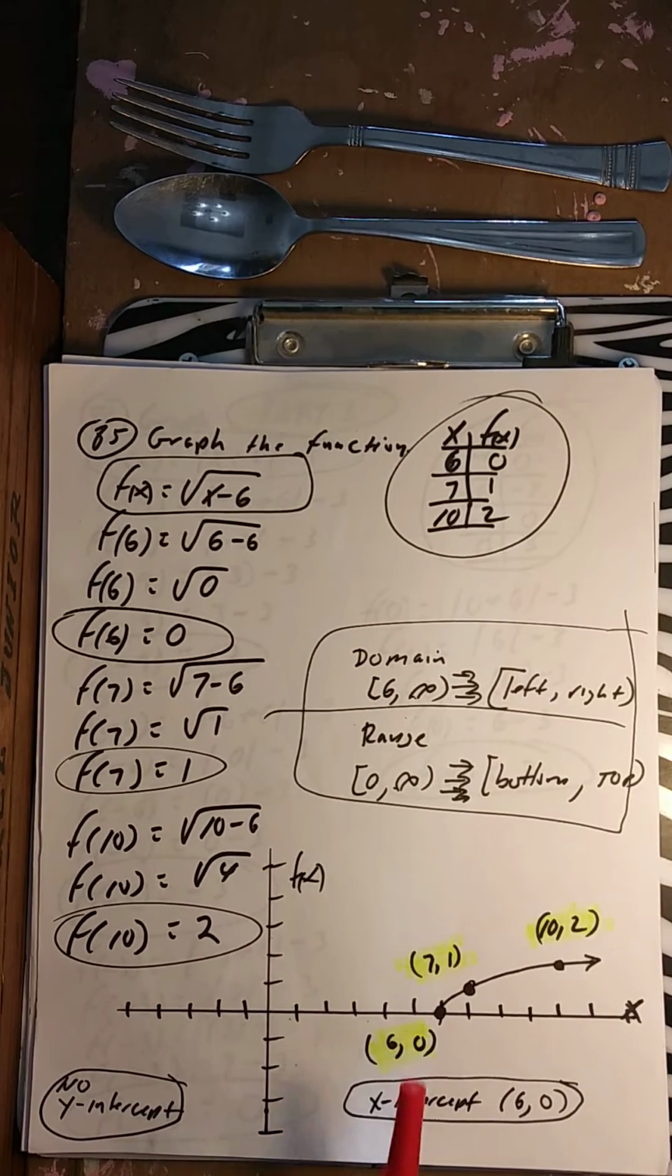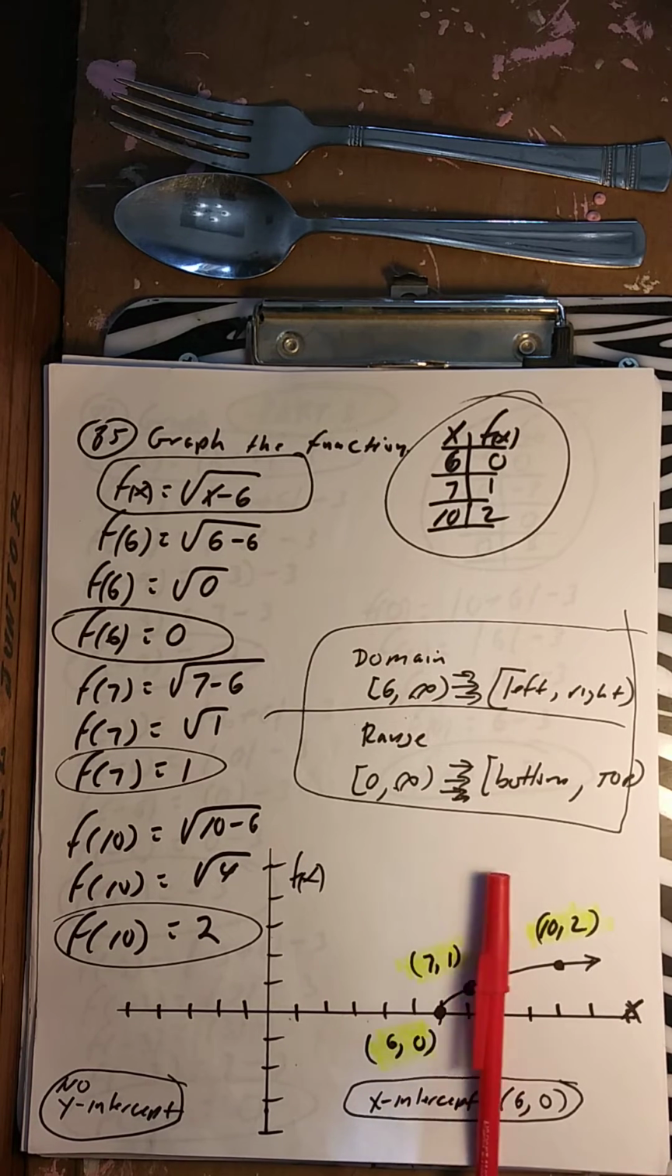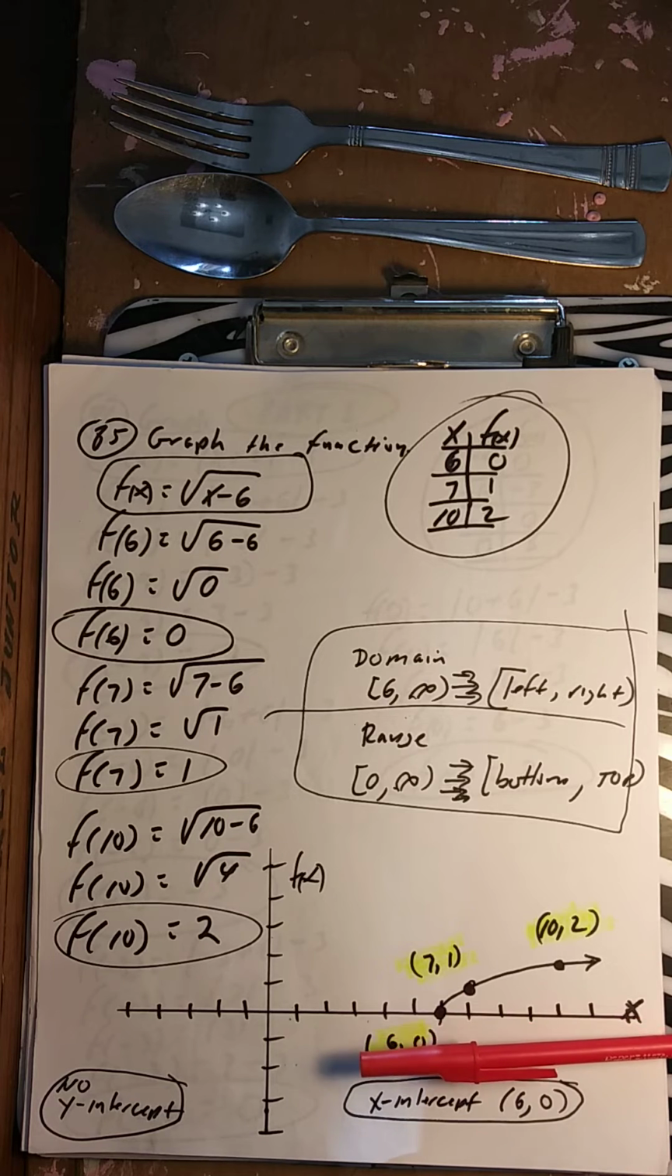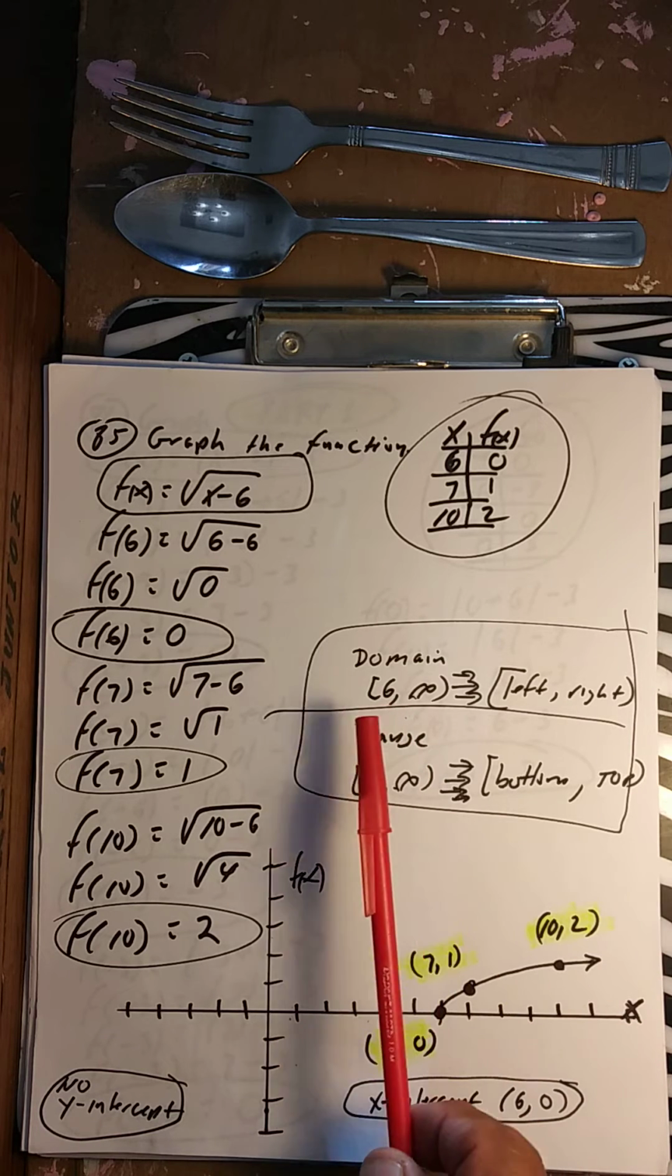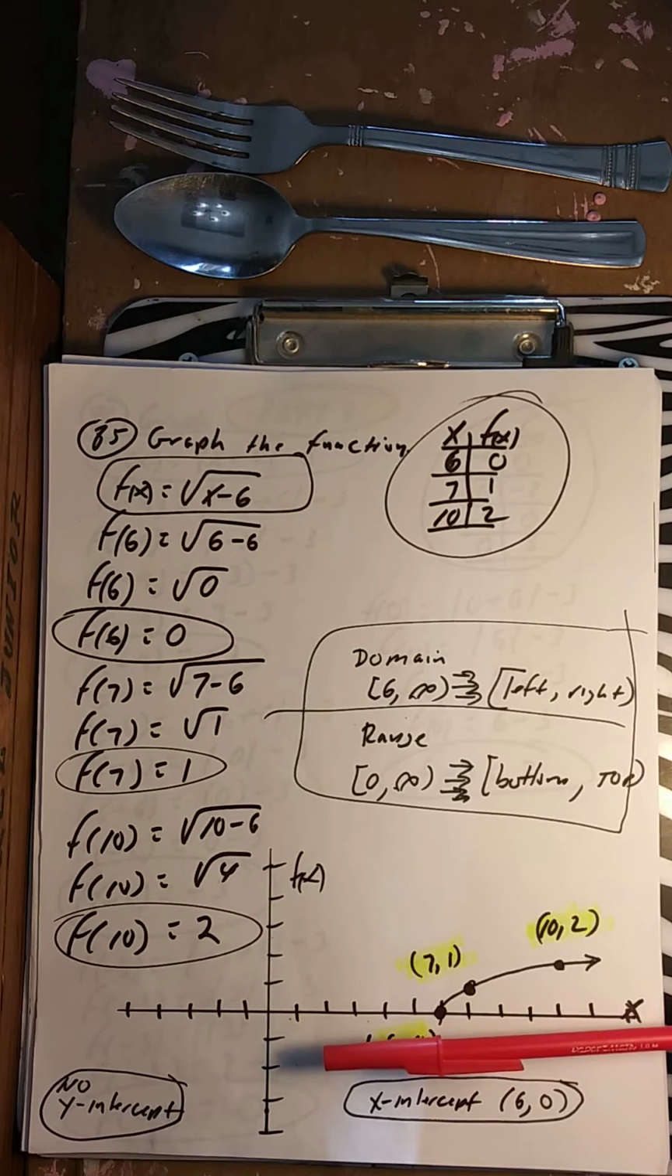Okay. So now, other questions. What is the domain? The domain starts right here at 6 and goes that way, including the 6. Range starts right here at 0, and then goes up. So the domain is 6 to infinity. Range is from 0 up.